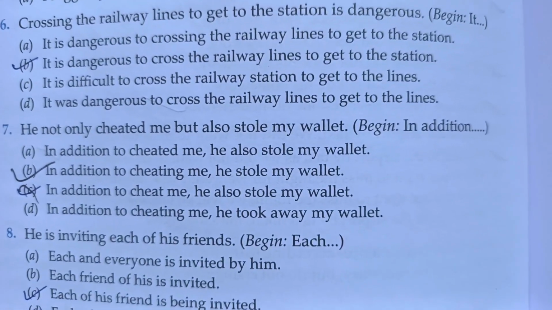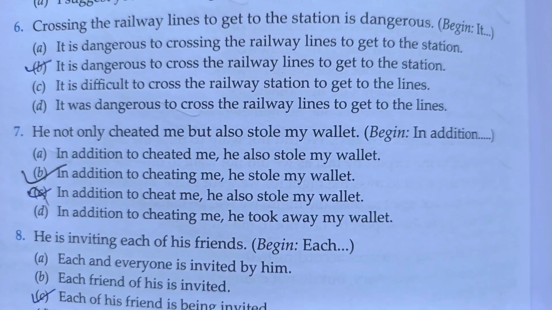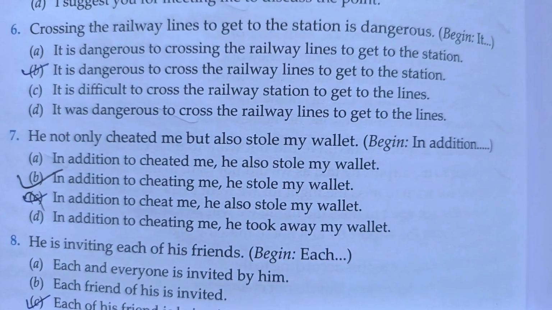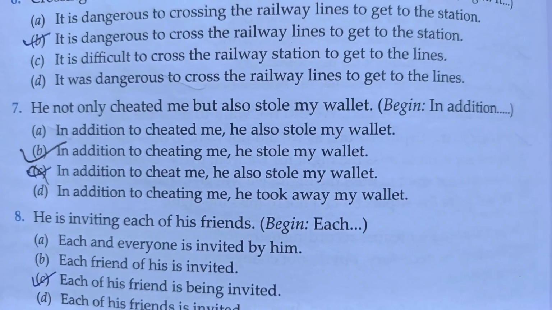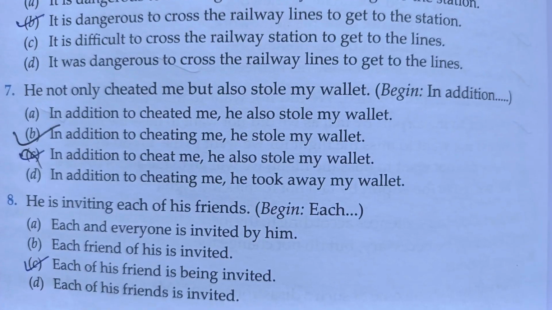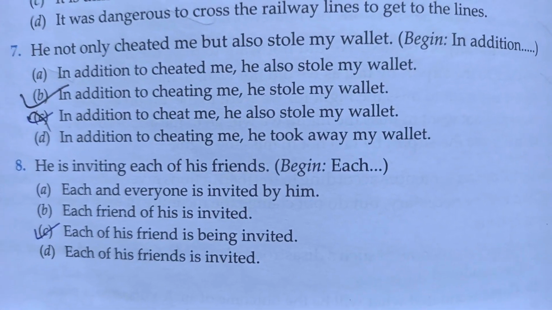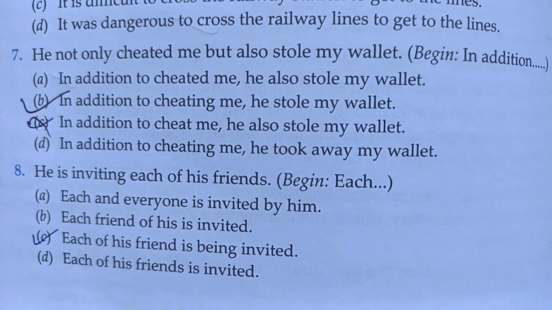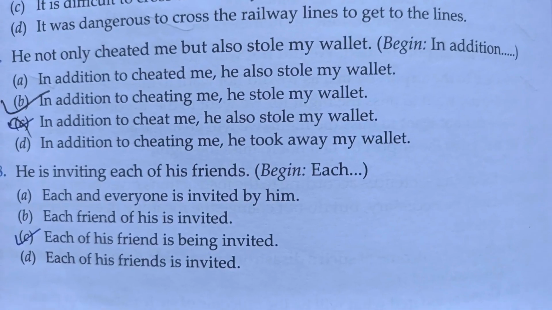Number 7, he not only cheated me but also stole my wallet. So here you have to begin with the sentence in addition. So option B is correct. In addition to cheating me, he stole my wallet. Number 8, he is inviting each of his friends. So option C is correct. Each of his friend is being invited.